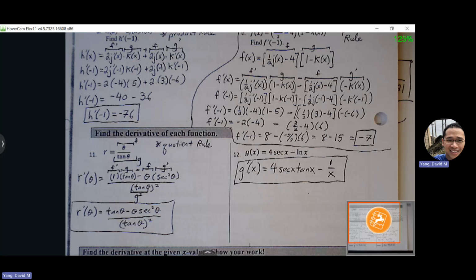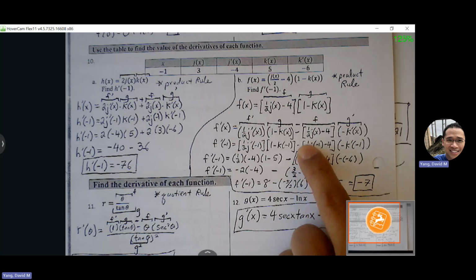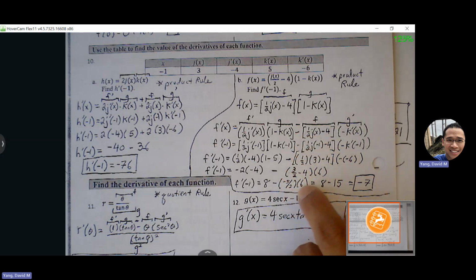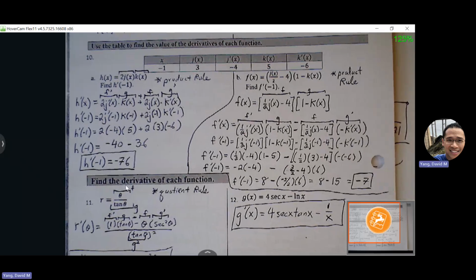Why are you subtracting? For which part? 10p. Oh, right. Let's see. Yeah, I should be adding. I don't know why I did that. Let me double check. But yeah, you're right. It's product rule, so it should be adding. See what went wrong.